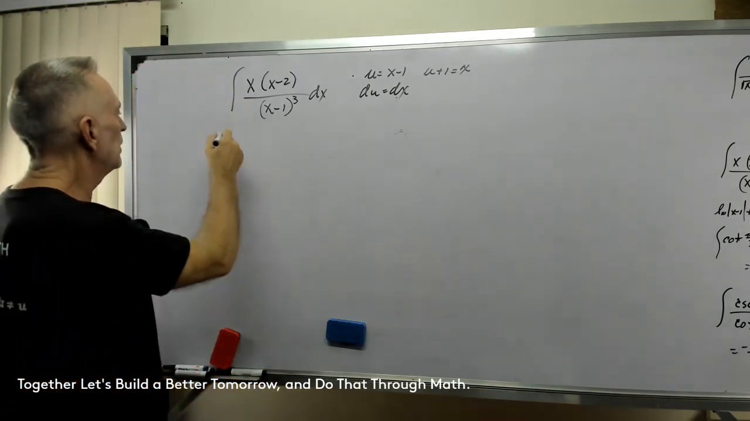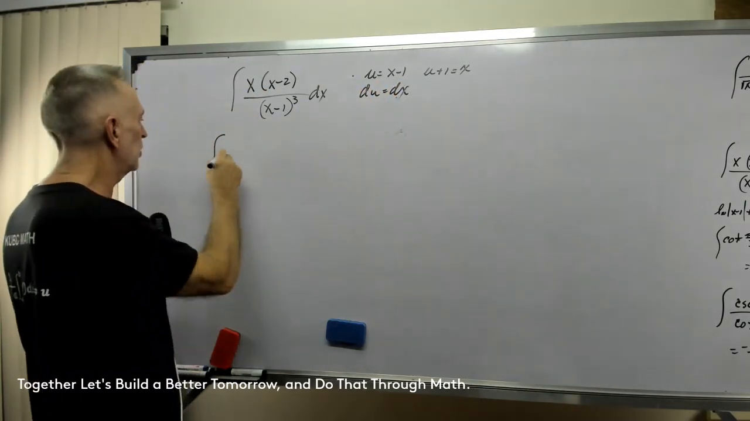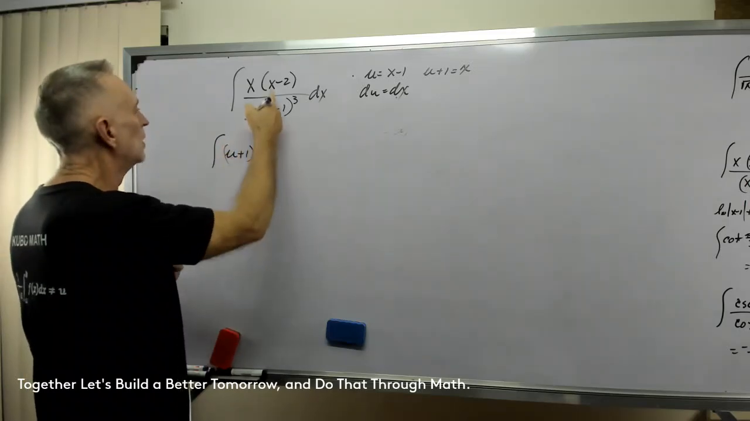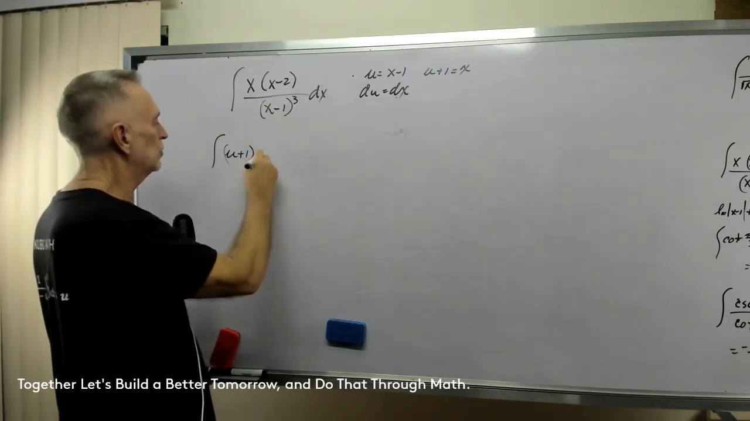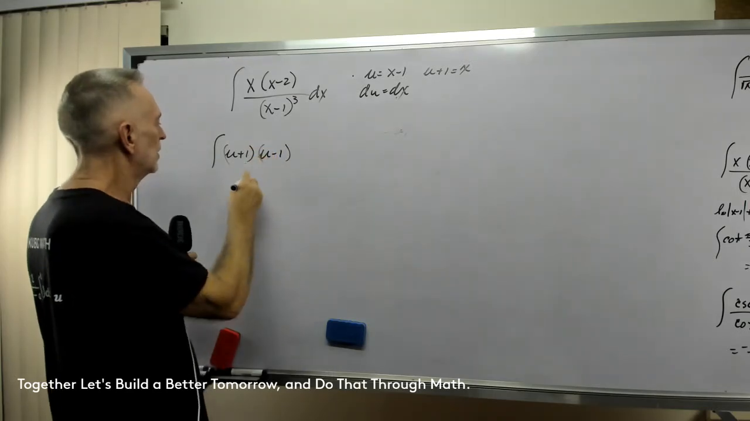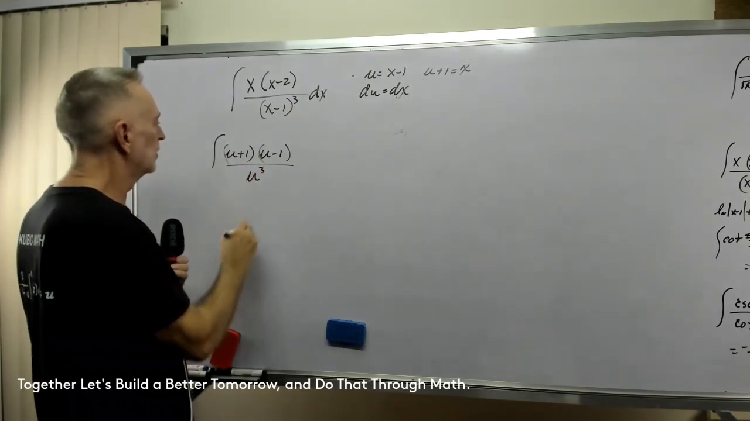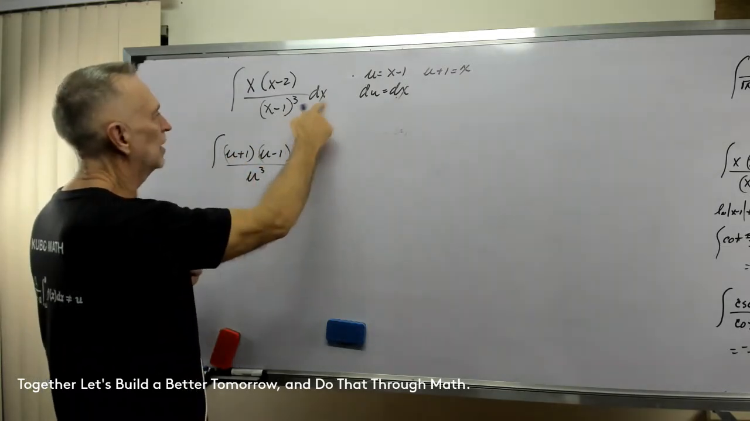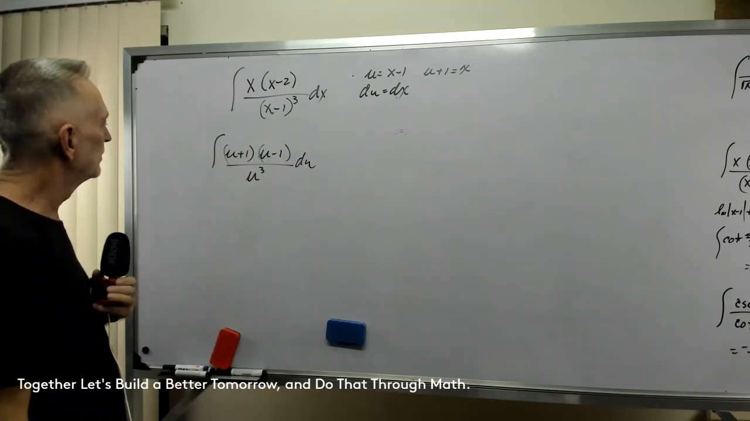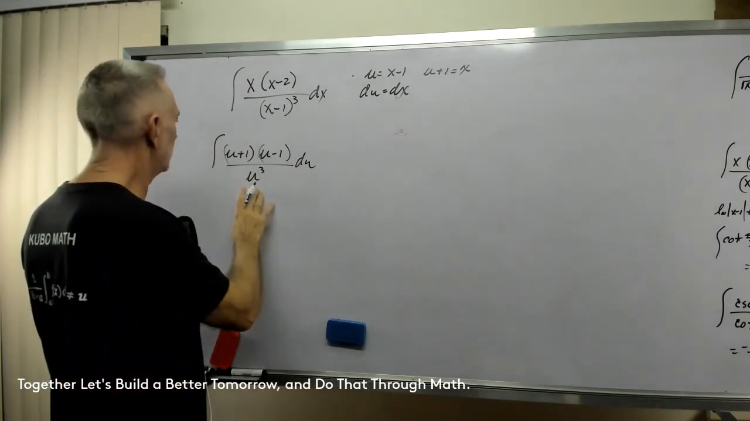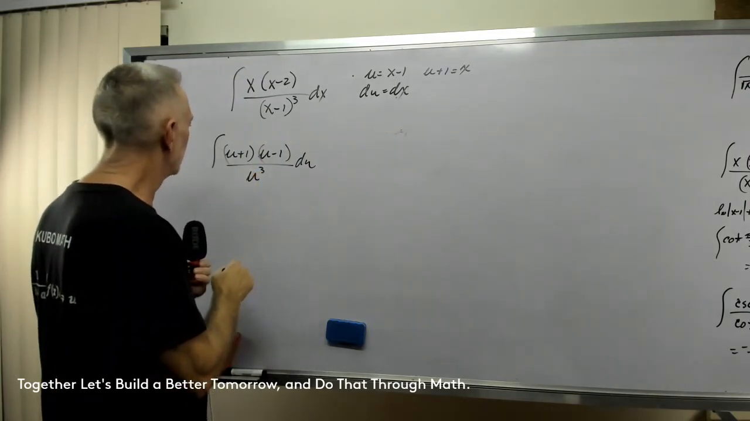Okay. So let me put that in here. Integral of, I'll replace this x with u plus 1, times x minus 2, which is u plus 1 minus 2, which would be u minus 1, divided by u cubed du. We're replacing du is equal to dx. Well, let's see here. Why don't we just multiply this out and see what happens?